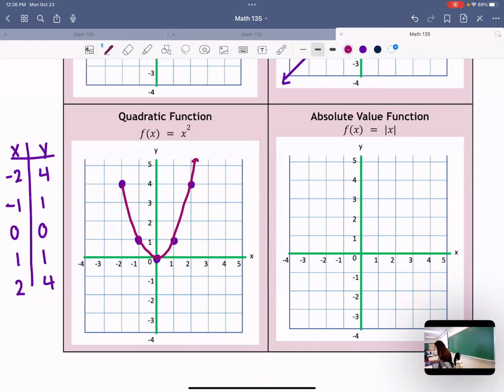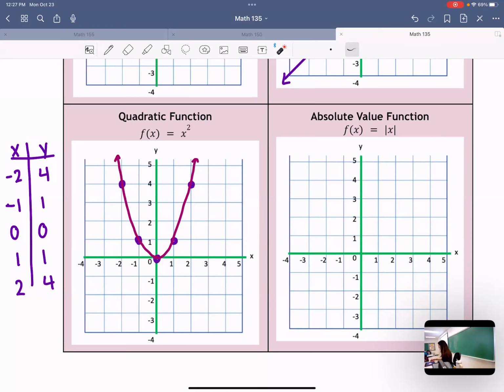Does anyone know what that shape's called? It starts with a P. Parabola, right? So this is the parabola shape of a quadratic function. On a test or quiz, I would definitely be looking for these 3 points, the -1, 0, and 1 points. You can plot the 2, 4 if you want, but we really don't need that. I just want to see these 3 points and then the U shape. So no jagged lines going on here.